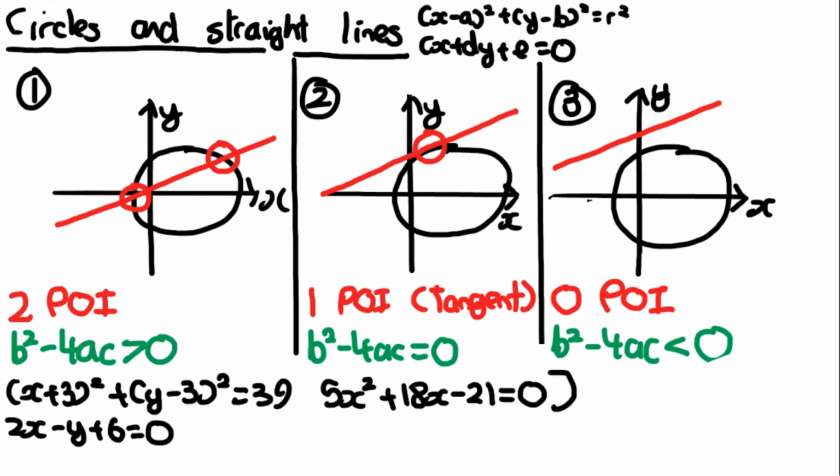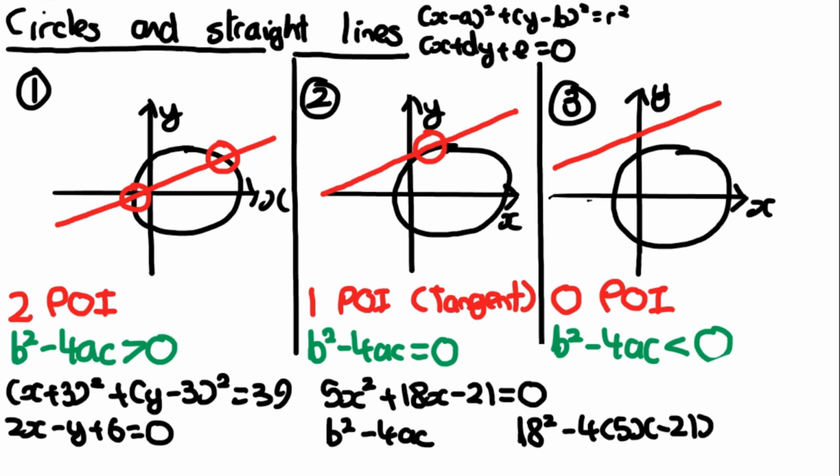So now we can apply the discriminant to this substituted equation. The discriminant is b squared minus 4ac, and if we sub in the values, b is 18, so it's going to be 18 squared minus 4 times a, which is 5, times c, which is minus 21, and if we put this into a calculator we will get 744, which is bigger than 0, so therefore b squared minus 4ac is bigger than 0.